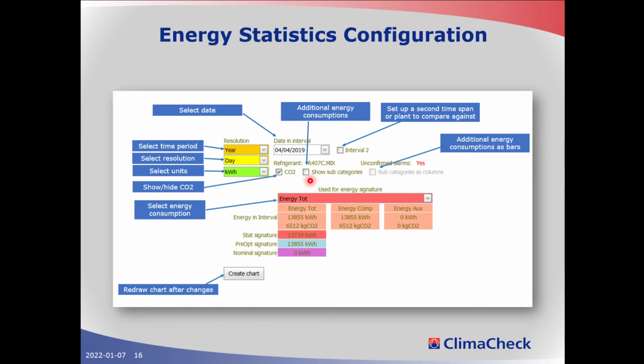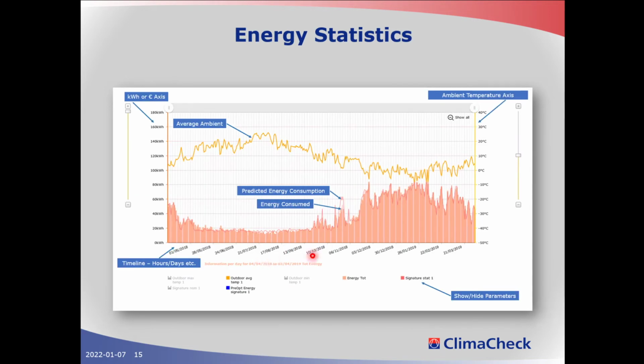You can also, if you're measuring auxiliary, or if you want to look at cooling and heating energy, select this show subcategories, and then you will not only look at energy, you will also look at heating and cooling energy in the same graph. So you make your selections here, you create chart, and then it will update and show you like this.